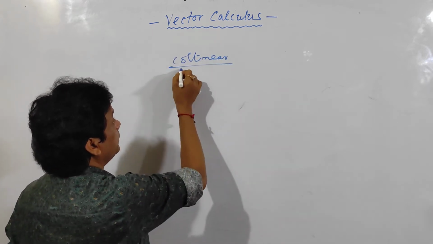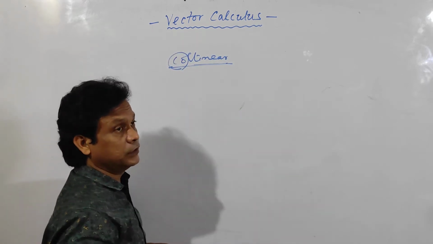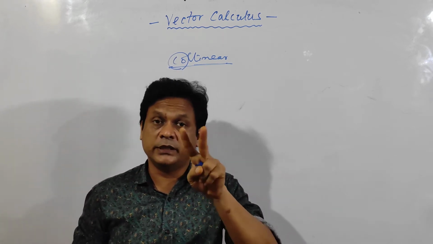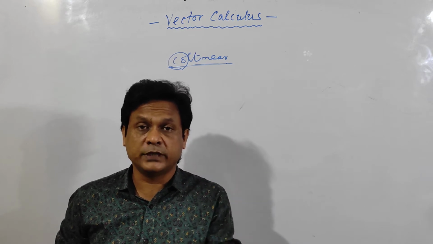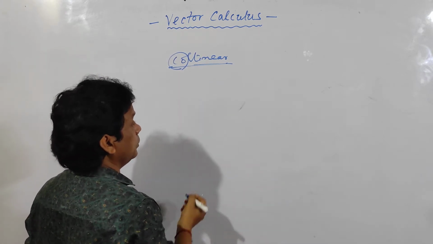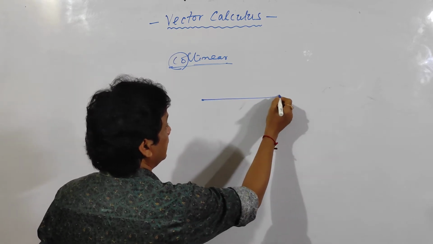Collinear vectors. Co means common and linear means line. If you are taking two vectors, then it is collinear. If you are taking more than two vectors, it is coplanar. Clear? So, two vectors are said to be collinear if they have the same line of action.